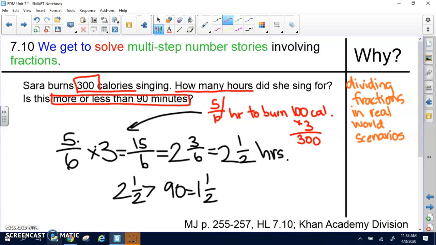Today you're going to work on 255 and 256 while you're solving multi-step number stories with fractions. 257 is your math boxes today. Your home link today is 7.10.